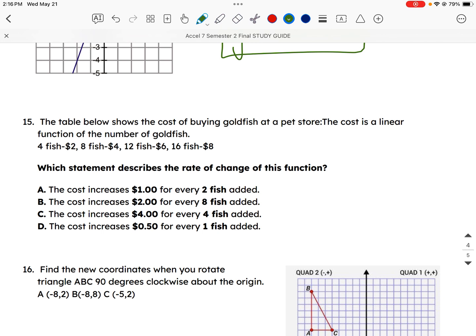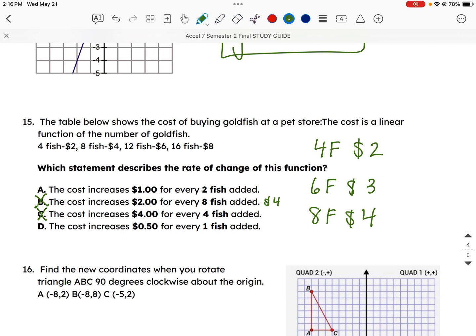So let's say I started with 4. So I started with $2, and then I add another 2 fish, so this is 4 fish. And then that would mean 6 fish is $3, and that 8 fish is $4. That seems like that could work with what we have. It says the cost increases $2 for every 8 fish added. That unit rate would be $1 per 4 fish, which we know that's not true based on what we just did. The cost increases $4 for every 4 fish. That unit rate would be 1 per fish. Once again, that wouldn't match up because it would have been $4 per 4 fishes then.